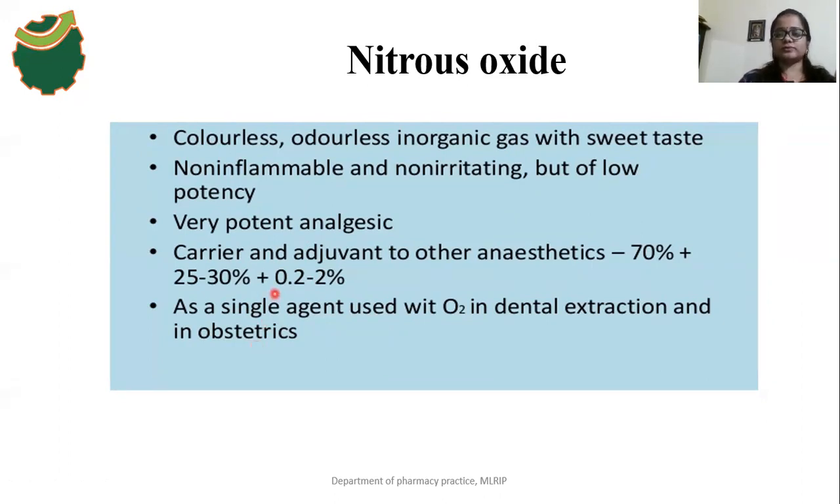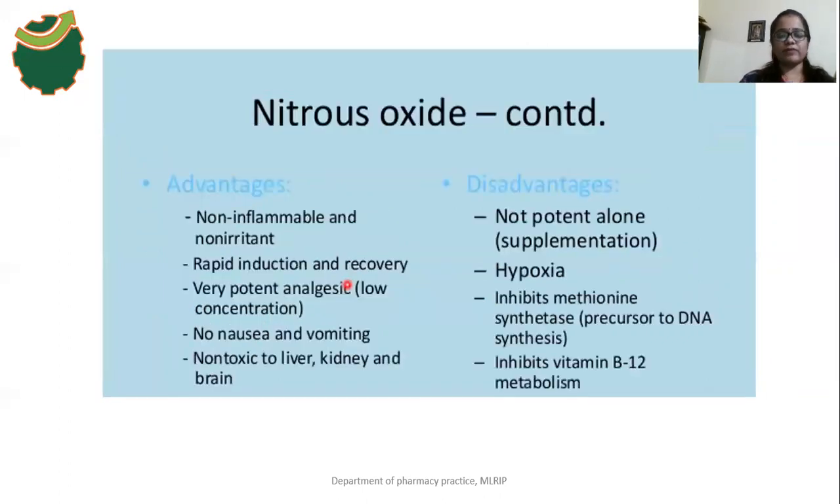So what are the advantages of nitrous oxide? It is non-inflammable and non-irritant, it induces anesthesia very rapidly, and the recovery is also very rapid. It is a very potent analgesic drug when it is used along with another potent general anesthetic drug only. There is no induction of nausea and vomiting, and it is non-toxic to liver, kidney, and brain. And what is the disadvantage? It is not potent alone. This one is the major disadvantage.